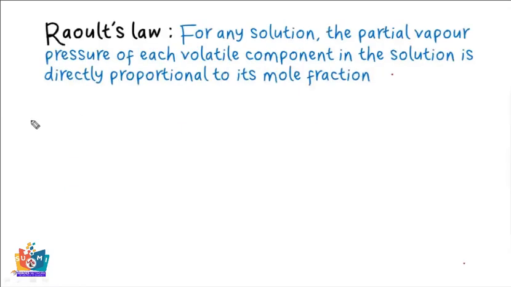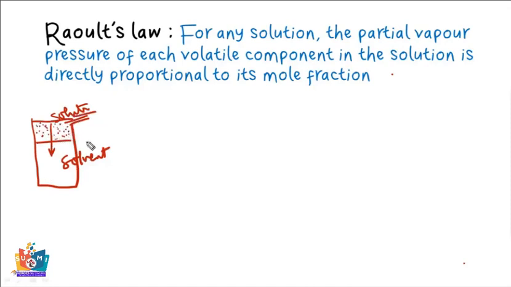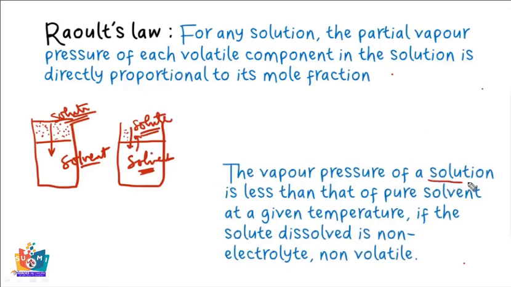To understand Raoult's law, we'll assume one container where there are solute and solvent. If the solute is volatile, then we will have vapors of solvent as well as of solute coming up, and the total vapor pressure above the liquid will be that of solute as well as solvent. But if the solvent is volatile and the solute is non-volatile, we can say that the vapor pressure of a solution is less than that of the pure solvent at a given temperature if the solute dissolved is non-electrolyte and non-volatile. Therefore, we write P1 equals X1 P1 naught.